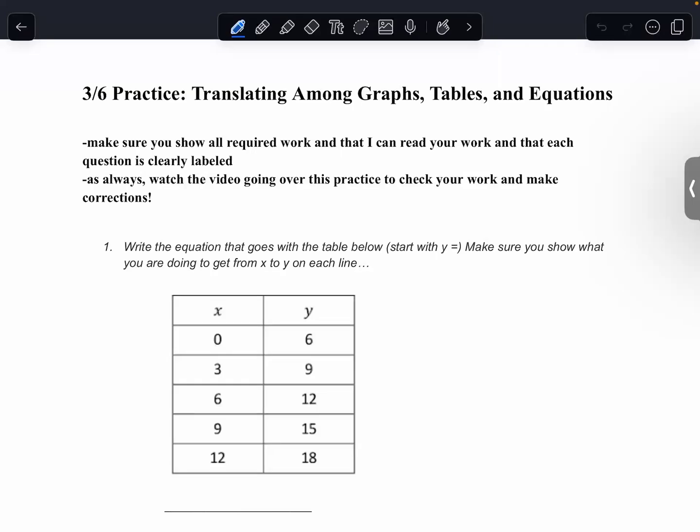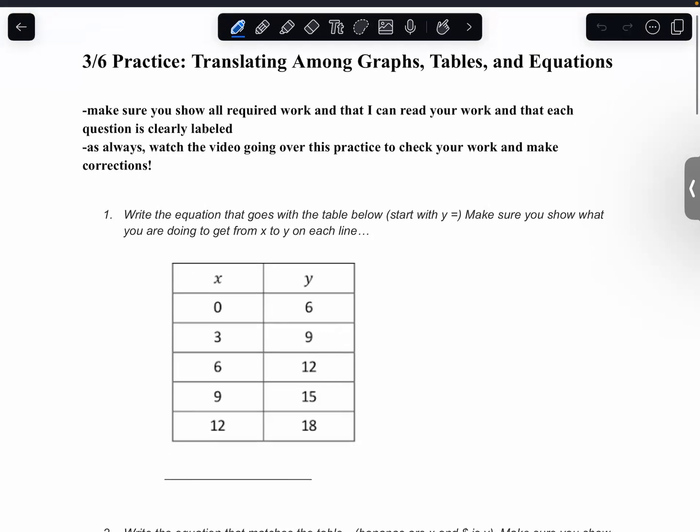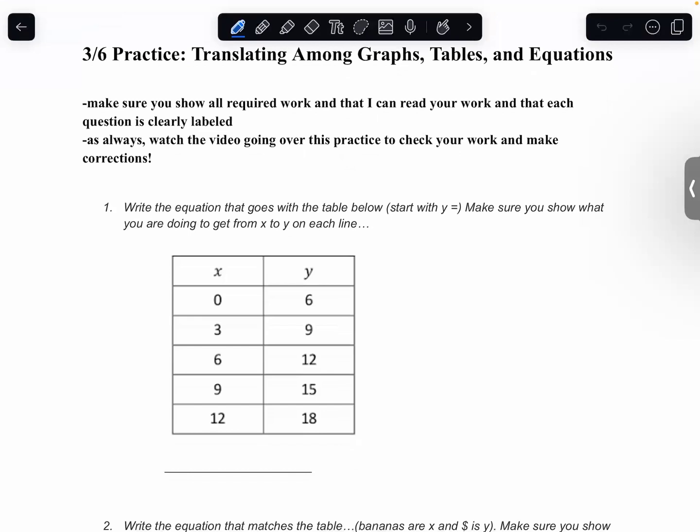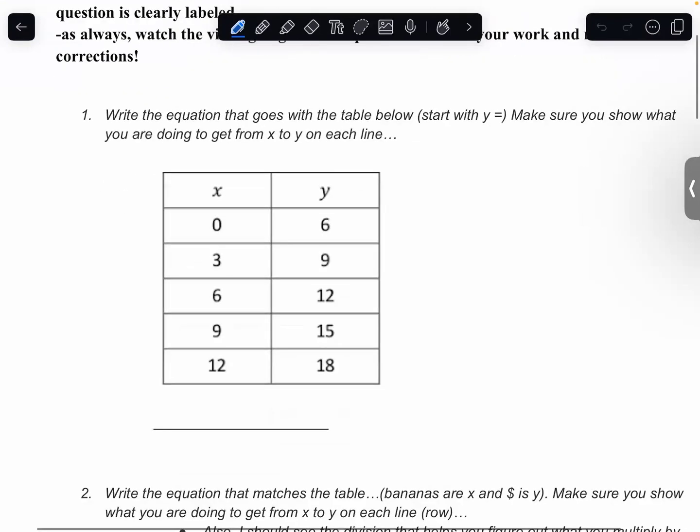All right, so we're on to March 6th. We're translating among graphs, tables, and equations. Each one of these has specific things that need to be shown. So we're writing an equation from these tables, and you need to start the equations with y equals.